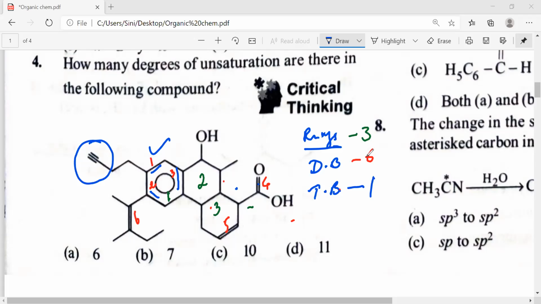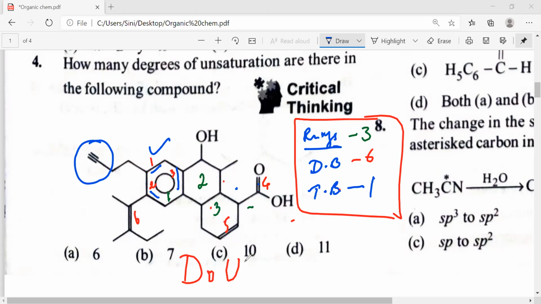Yes. Now we got 3, 6 and 1 respectively in this. But for a triple bond, if I'm getting one triple bond, I have to take it as 2. We have to multiply the triple bond by 2, because then only we'll get our degree of unsaturation, DOU.